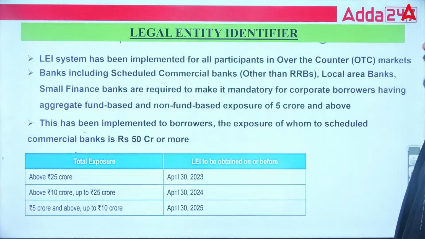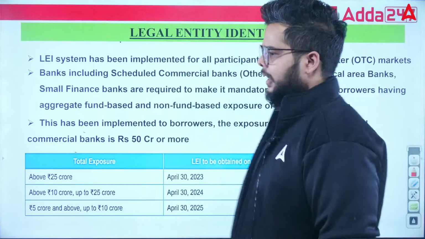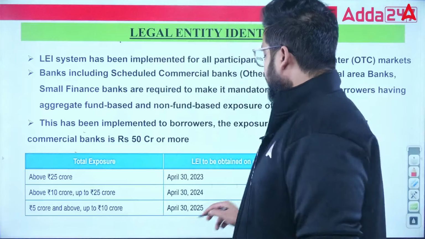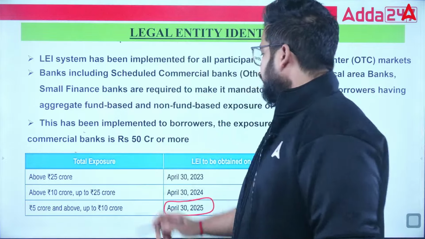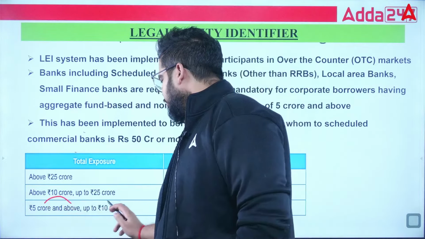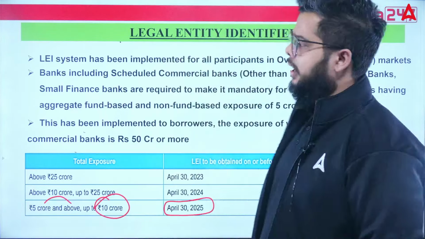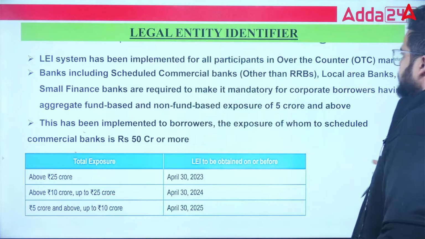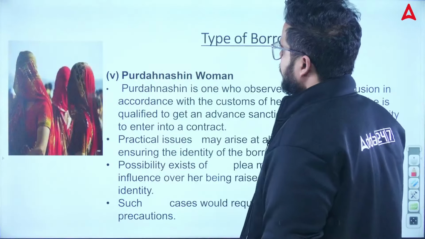Next, we have the LEI. What is a particular exposure as on 30th April 2025, which is important. So 5 crore and above up to 10 crore will be the right answer here if a question is asked. Next, we have the types of borrowers.